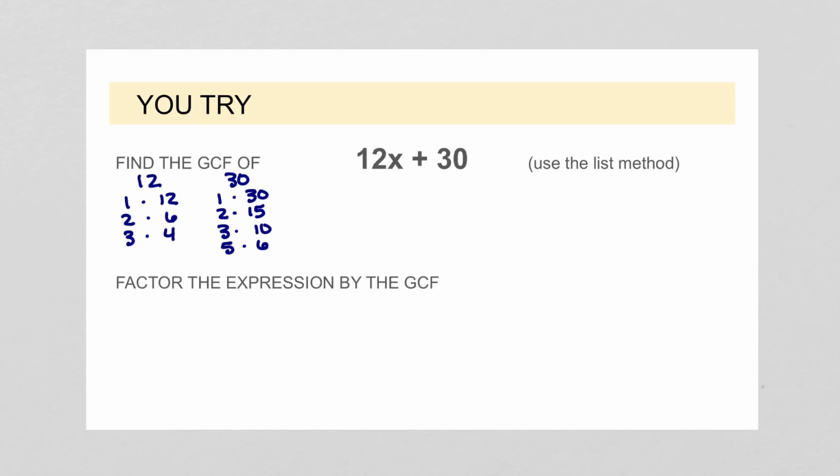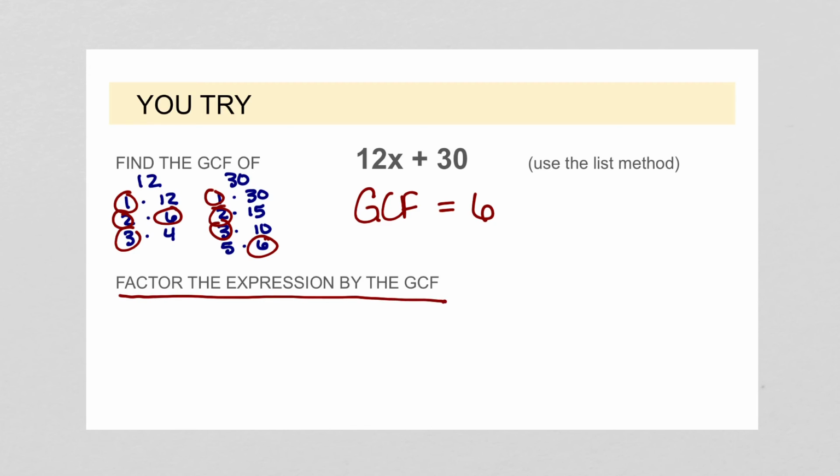All right, I started by listing my factors. I see that they both have a 1, a 2, and a 3. So they both have 1, they both have 2, they both have 3, 4, 5. This one has a 6 and this one has a 6. This one doesn't have a 12. So I see that my GCF is going to be 6. So now I want to factor the expression by the GCF 6.